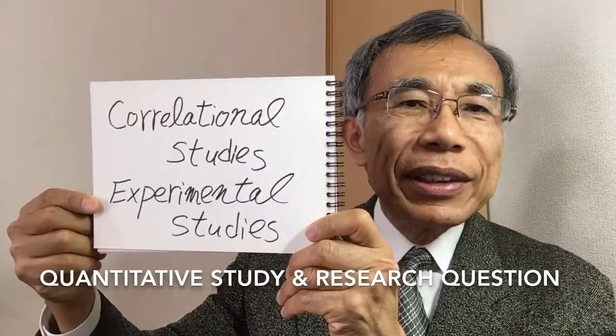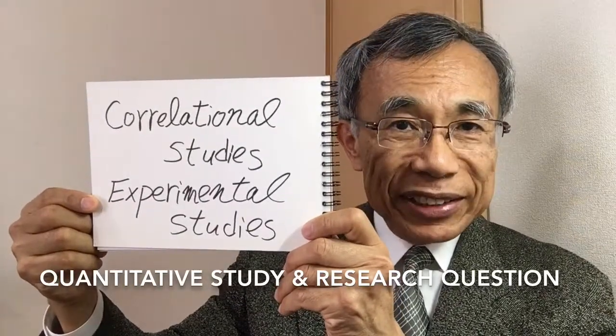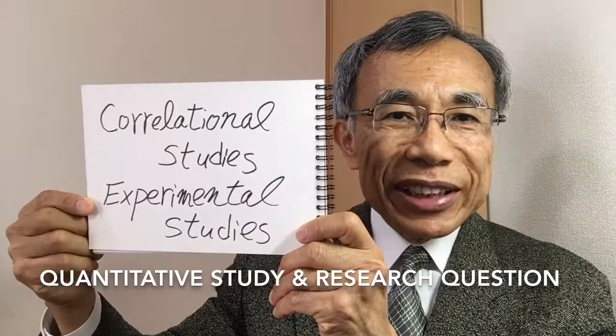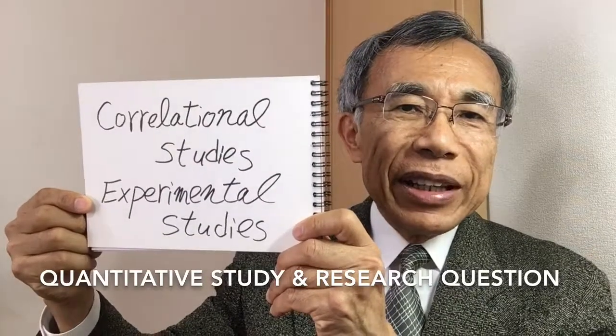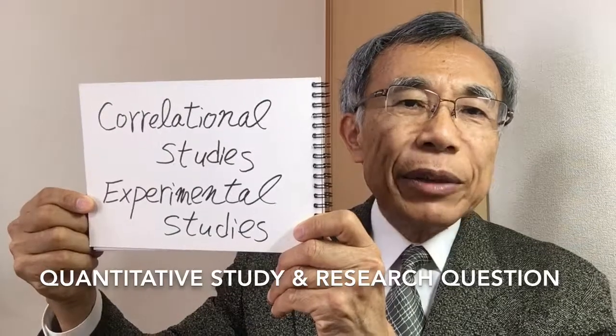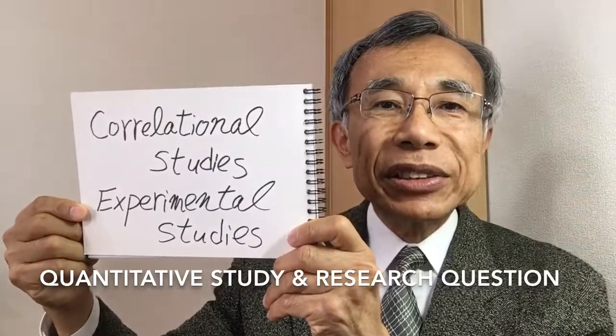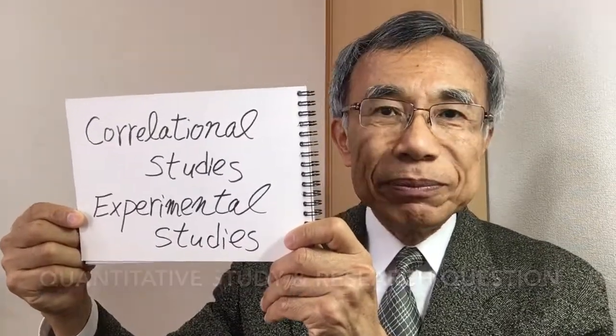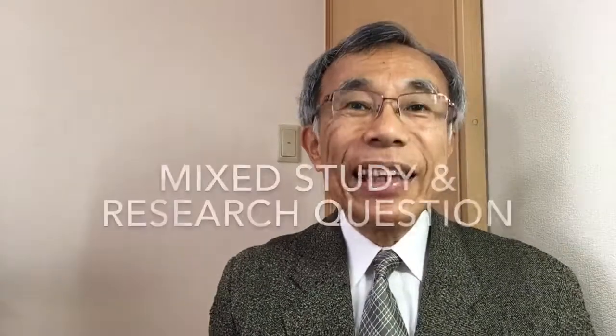And second, experimental studies. An experimental study is experimental in that it requires the researcher to manipulate and randomly select the subjects of their research. The research question for an experimental study may look like this. Does the consumption of fast food lead to eating disorders?